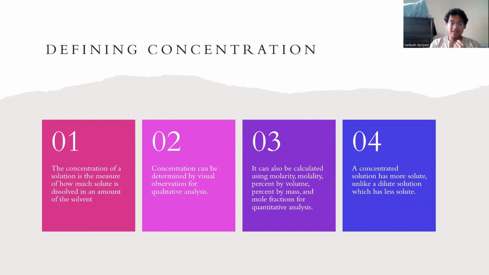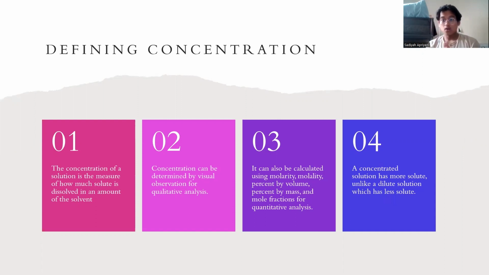Concentration can be determined by visual observation or qualitative analysis. For example, you can see and count the number of, let's say, particles inside of a drink, or ice cubes inside of a drink, and possibly the amount of sand inside of a glass of seawater. It's not much, but you can see the sand floating around, probably count them. That's probably an example of visually seeing concentration.